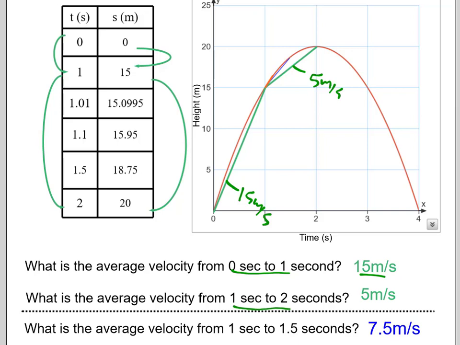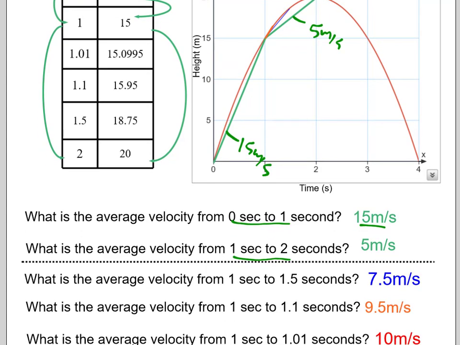So there's this change. This object we know is slowing down. It's going up in the air. It's eventually going to stop and then come back down to the Earth. So we can see from here it went from 15 meters per second, it slowed down to 5 meters per second. And those are just averages, though, over those relatively large time intervals.